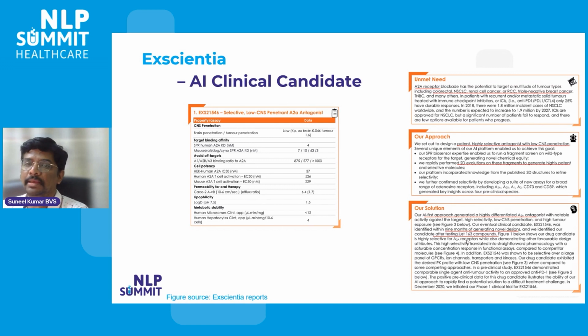So you can see, when you refer to the previous slides, it took around 5.5 years, followed by a large failure rate and a large number of compounds to be screened. And here you can see it's only 163 compounds.